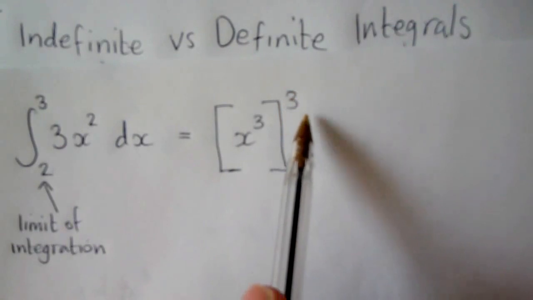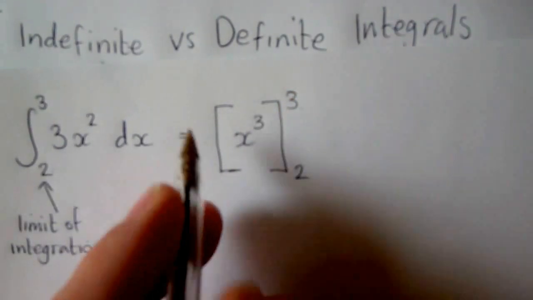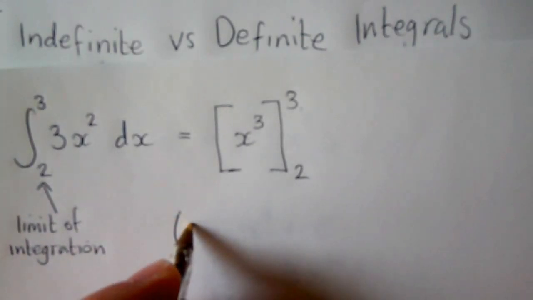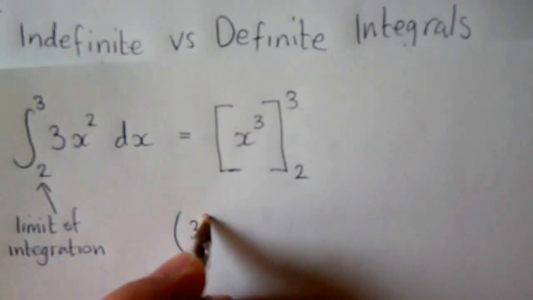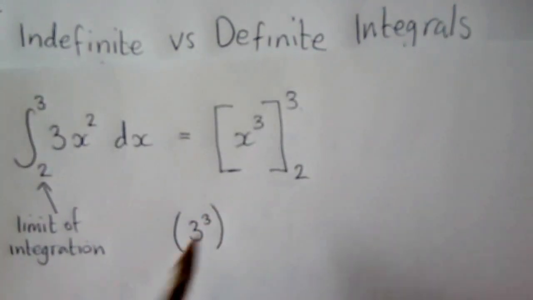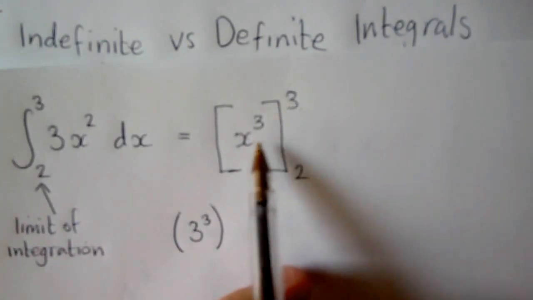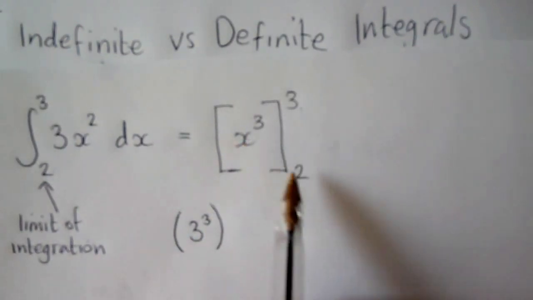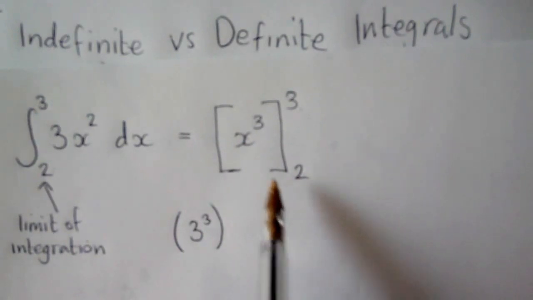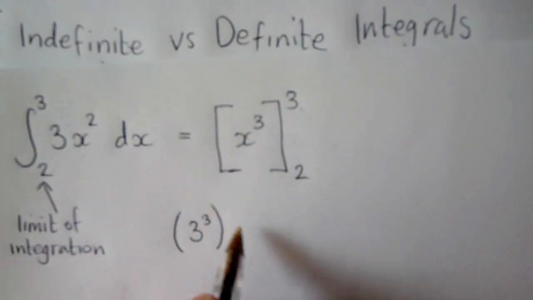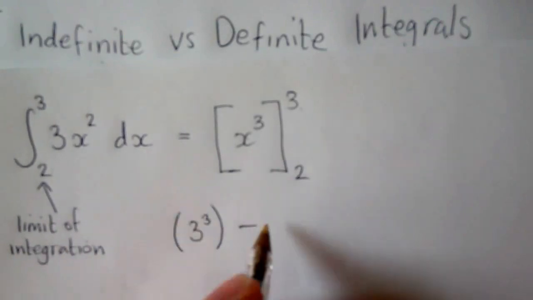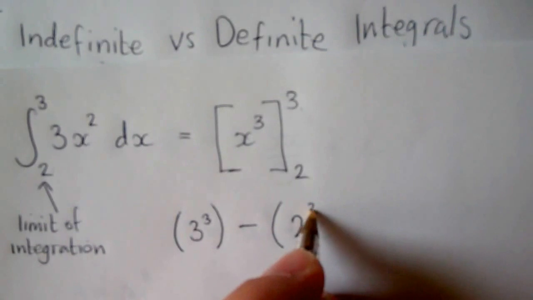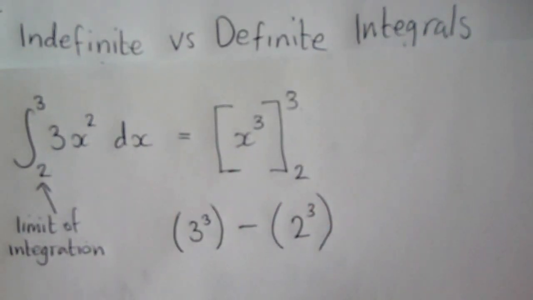What do these limits mean? Well, this is what we do. We take this number here, 3, and we put it into x. So we've got x cubed now, so it's 3 cubed. Okay, so the 3 here has gone into the x there, 3 cubed. But now look, we've got a lower limit of 2. So that is what we put in for x here, and we subtract that. So here we've got 2 for x, so we've got 2 cubed.